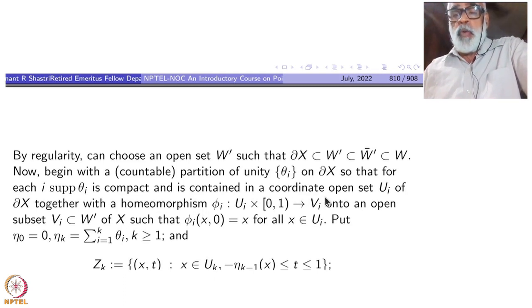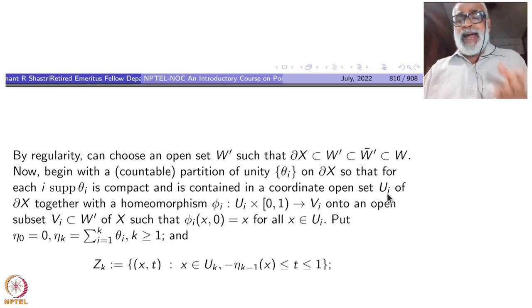And each is contained in a coordinate open subset U i. The coordinate subsets can be assumed to be such that their closures are relatively compact. Closures are compact, right? And if the support of theta is contained inside this one, being a closed subset it will automatically be compact also. So how do I do that? Start with a coordinate cover, namely an atlas. Go to a locally finite cover because of paracompactness. After that, go to a countable cover because of second countability. Use the partition of unity which exists because of paracompactness. Automatically, you will get that these are compact.